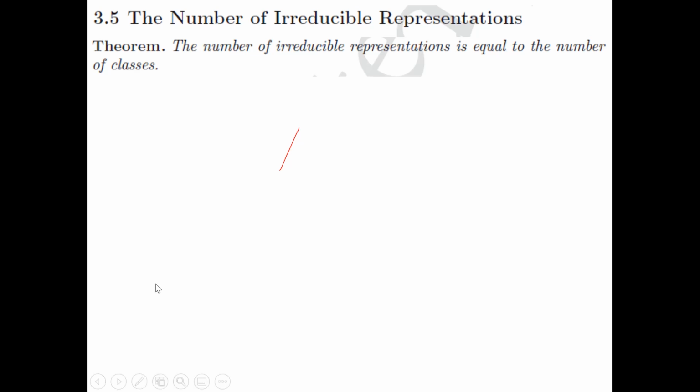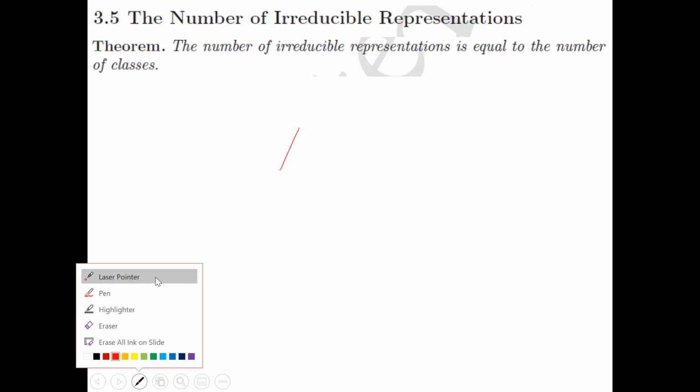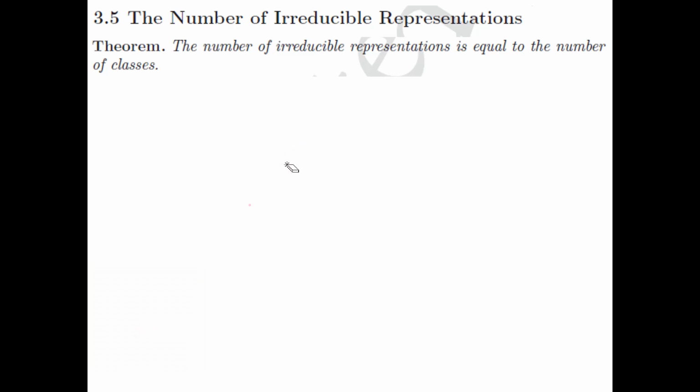All right. So let me now discuss another very important result regarding characters, which is that characters allow us to obtain the number of irreducible representations in a group and actually relate that to the number of classes. So this is a very important result. The number of irreducible representations in a group is equal to the number of classes.